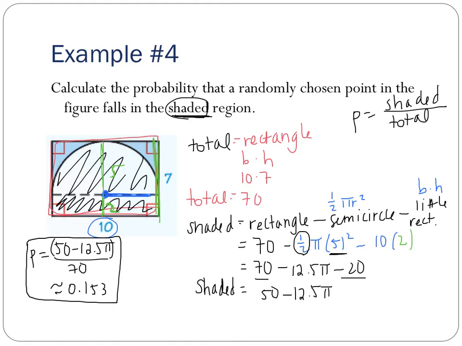Now again, I know that your answer does not look very nice, but I need both of these answers. Top answer is going to be your exact answer. It has the pi in it. The bottom answer, the decimal, is going to be your approximate answer. The approximate answer is the one that you're going to use to check, does my answer make sense?